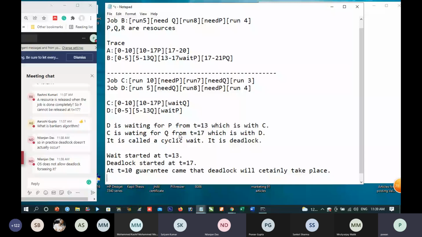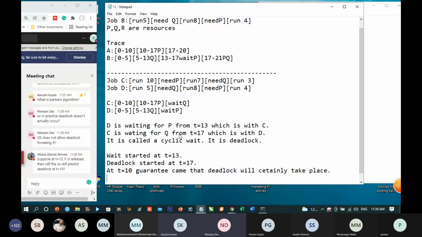I cannot understand that the OS does not allow deadlock foreseeing. I cannot understand what is the meaning of foreseeing. Sir, I mean that if the OS can see that deadlock will happen, then it will not allow, like you said that it will allow one process. Give me the time when it should not allow. Like you said that if it knows that some deadlock will happen, like in this case, then at t equal to 10, the resource P will not be allocated to job C.